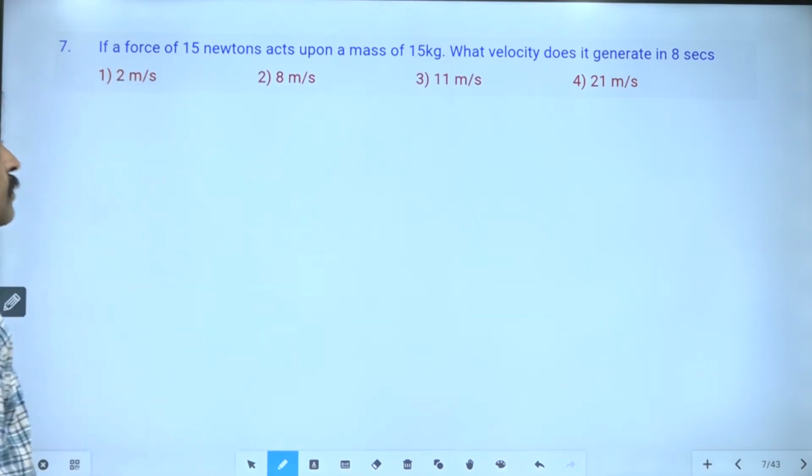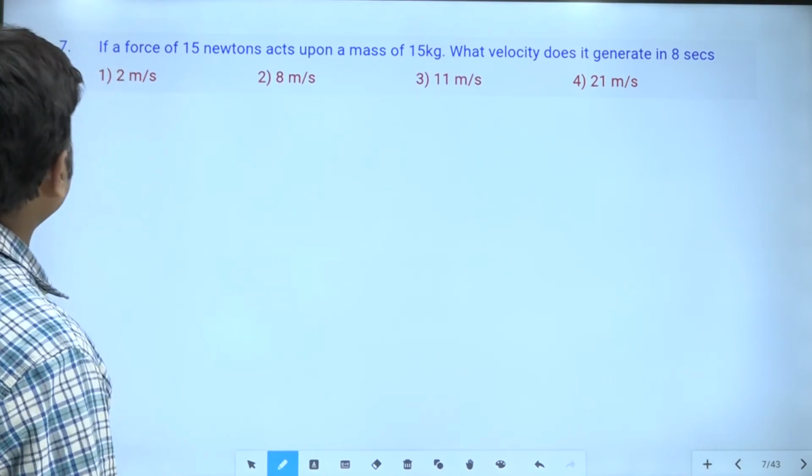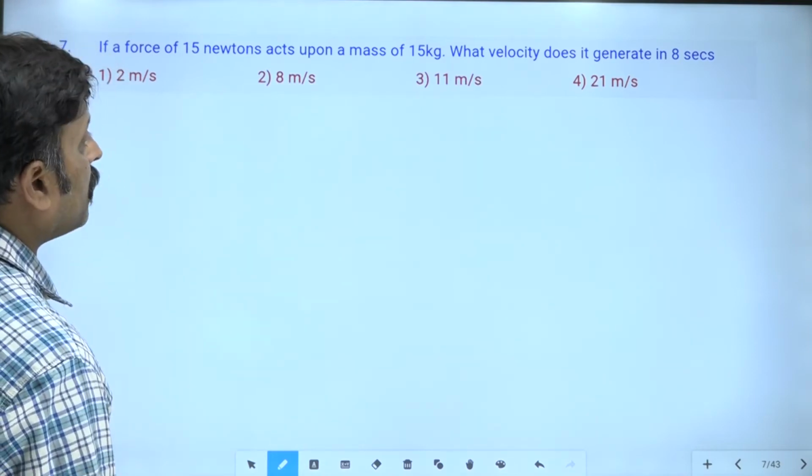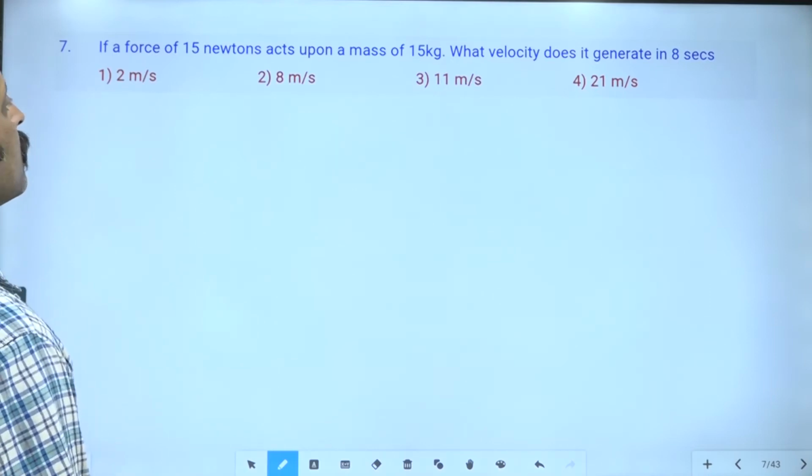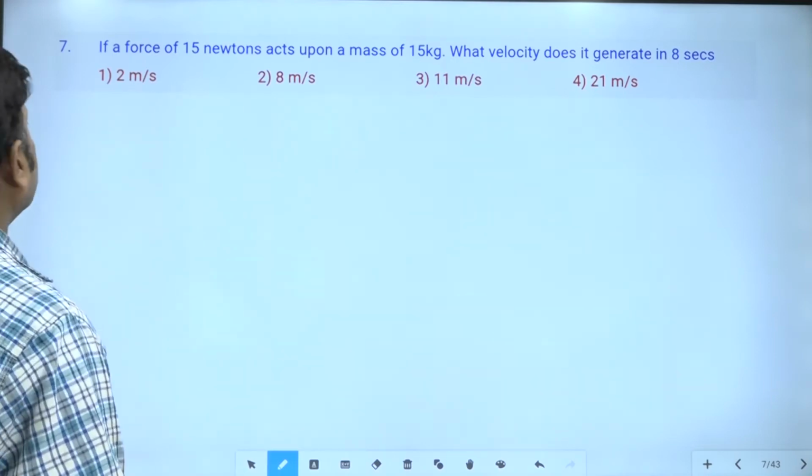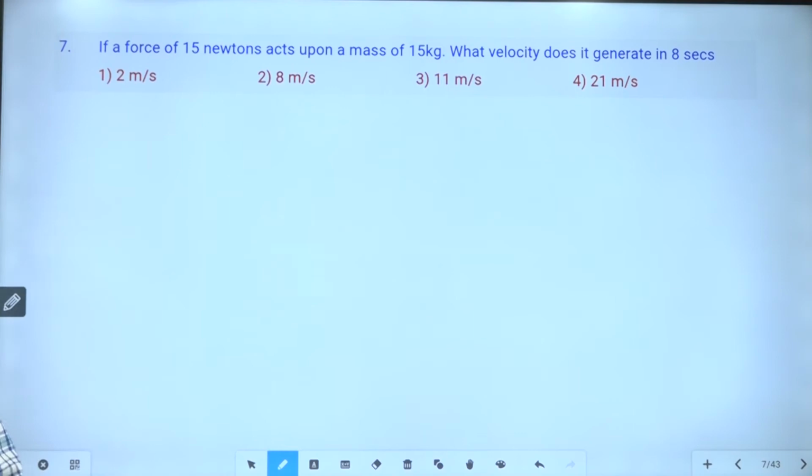Next question. If a force of 15 newtons acts upon a mass of 15 kg, what velocity does it generate in 8 seconds?